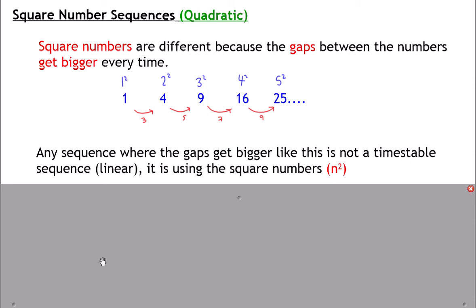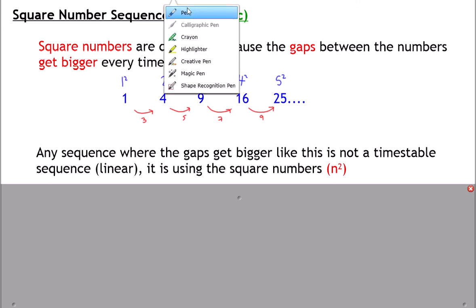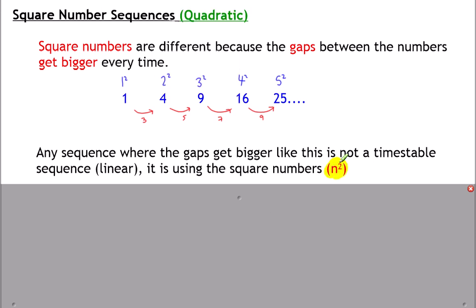So if you have a sequence and the gaps go 3, 5, 7, 9, you know straight away to write down n squared. So if you pause the video and get all of that into your notes in your book, then we'll do two together. So this is quadratic sequences using n squared and square numbers, different to a linear sequence which uses times tables.